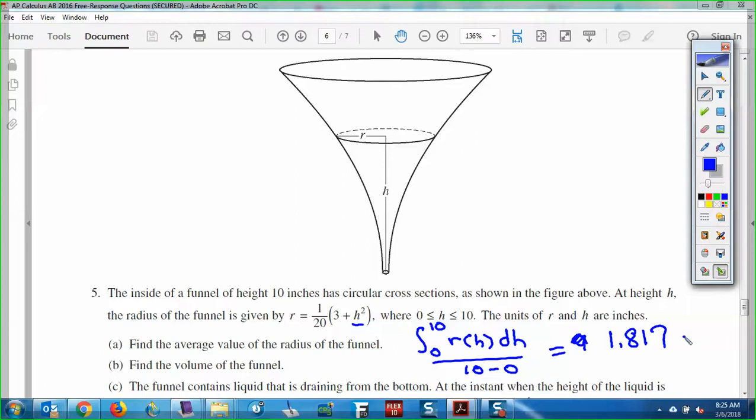1.817. What units will we put on this? This is average radius, right? So that would be inches. 1.817. I don't know, just trust me on that. Everybody else do that too. Okay, all right, so there you go.